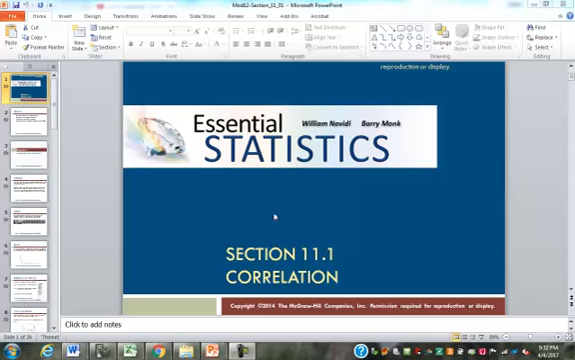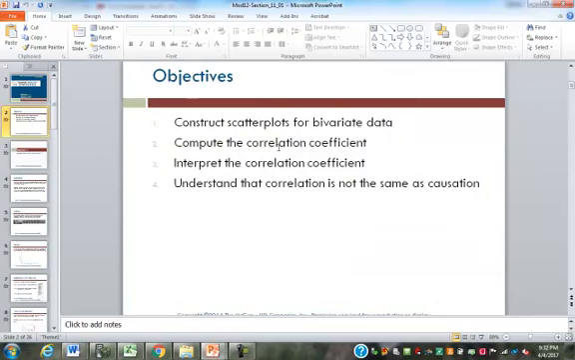Okay, so for our final chapter here, we're going to be looking at correlation and regression with scatter plots. So we're going to be starting out here, looking at how do you construct a scatter plot. We'll look at doing it by hand, we'll look at the calculator and Excel.